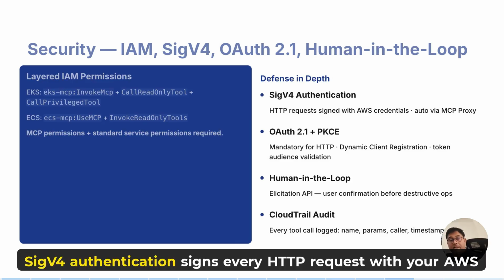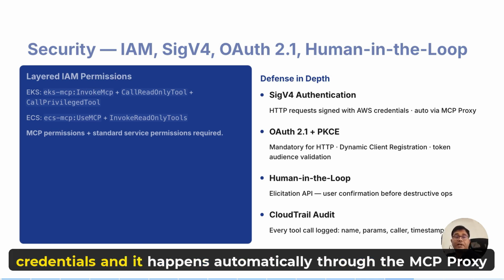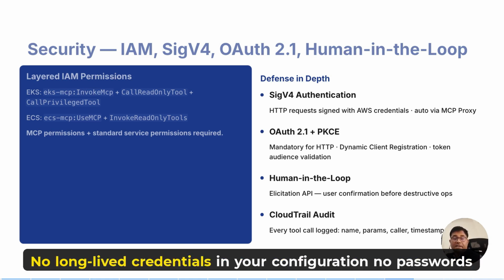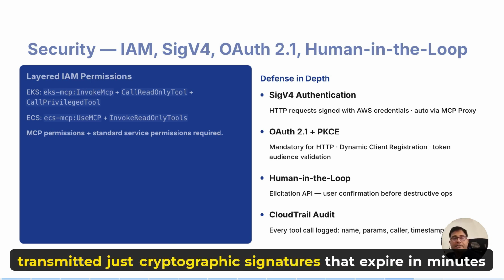SigV4 authentication signs every HTTP request with your AWS credentials, and it happens automatically through the MCP proxy. No long-lived credentials in your configuration, no passwords transmitted, just cryptographic signatures that expire in minutes.